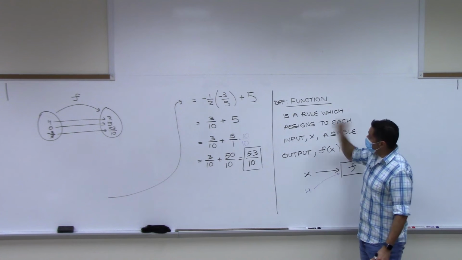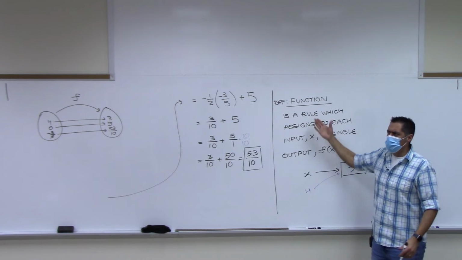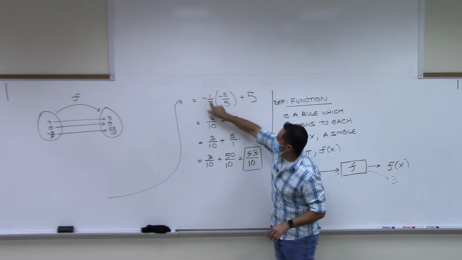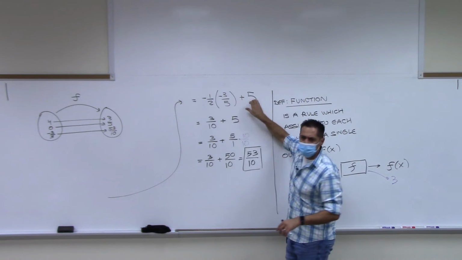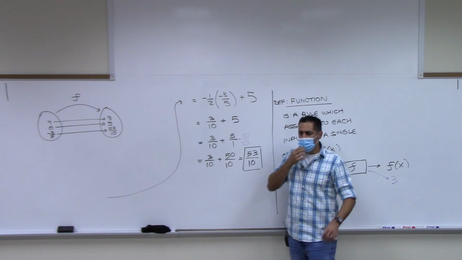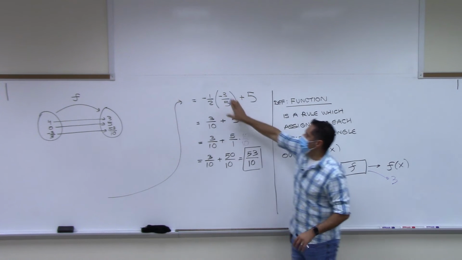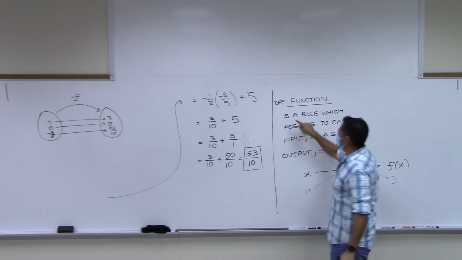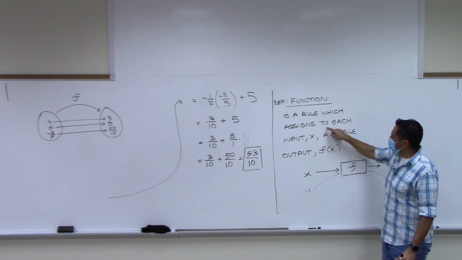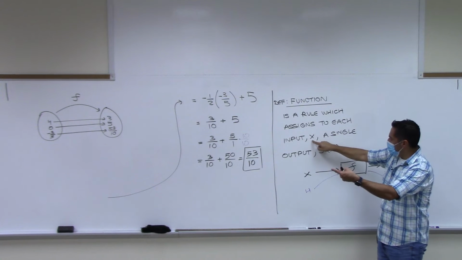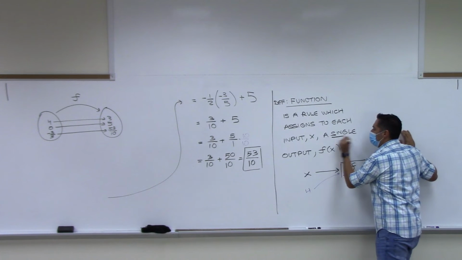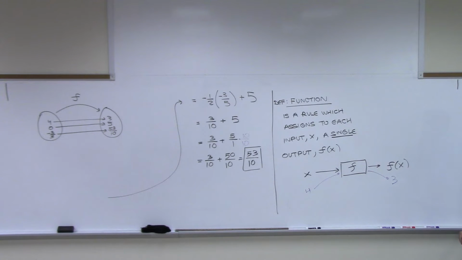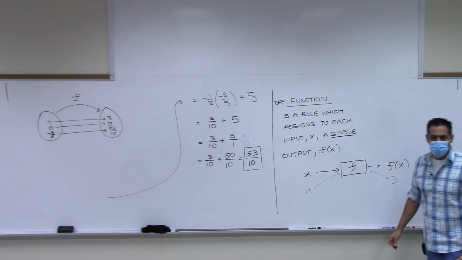A function is a rule, right? It's a rule. Now the rule we have is actually what's happening in here. It's taking half of this and then adding 5. That's the rule, okay? Whatever goes in, you take half of it, multiply it by negative, right? And then add 5. So it's some rule which assigns to each input, the input is the x, a single output, a single output. That's a critical word in this. You have to have a single output.